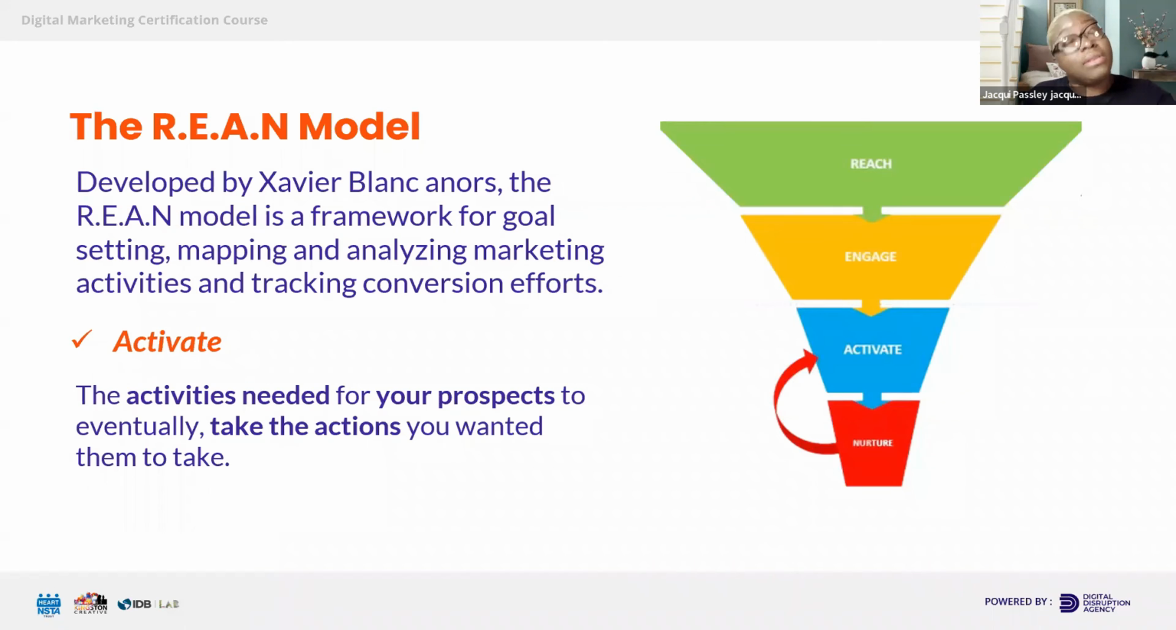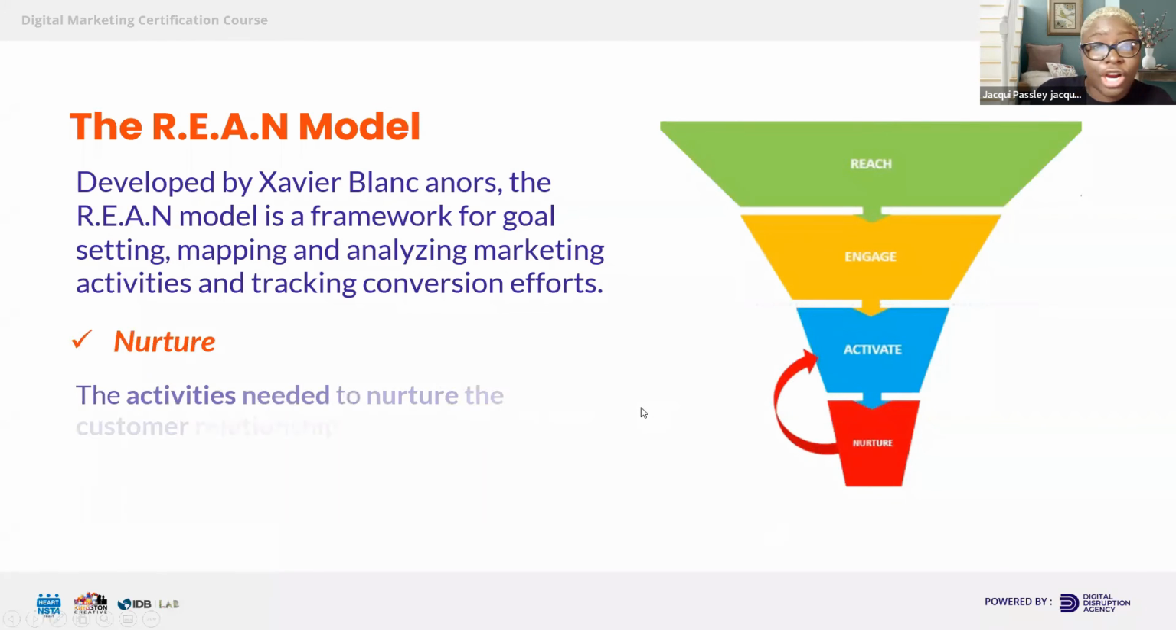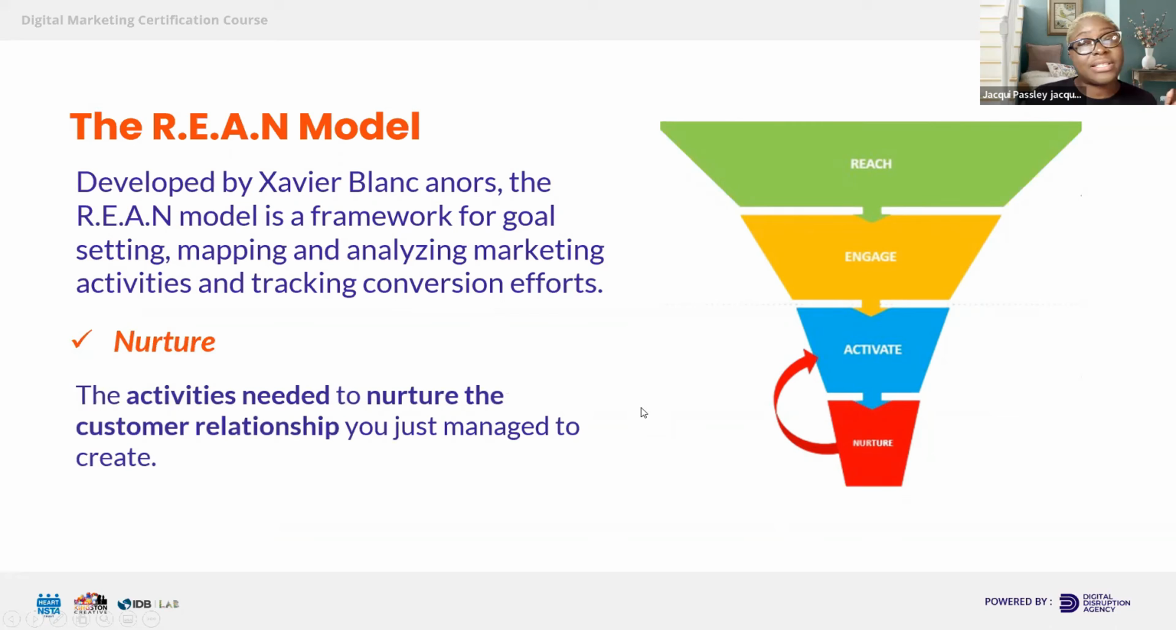And again, you're trying to get your prospect to take the action, which is to buy a $5,000 phone when your $200 phone works just fine, right? Well, you can use Spaces and Instagram Live as part of your activation strategy. These are just the platforms that you're going to use as a part of your activation strategy. Yes, I like the way you're thinking. Nurture, that's the last one. And these are the activities needed to nurture the customer relationship you just managed to create.